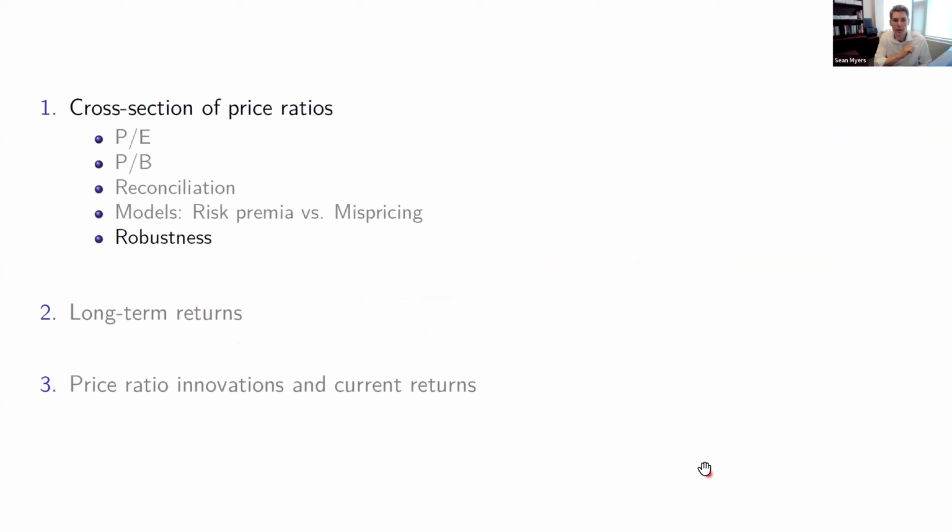Okay. Now, with that said, let me talk a little bit about robustness tests before doing long-term returns and price ratio innovations.